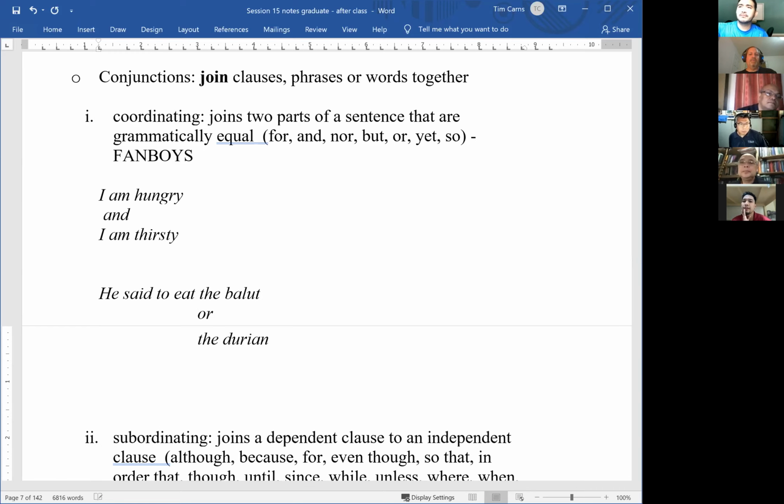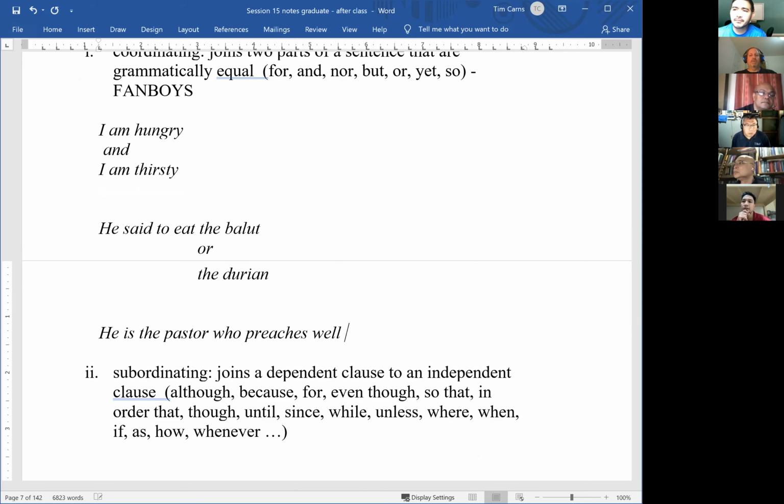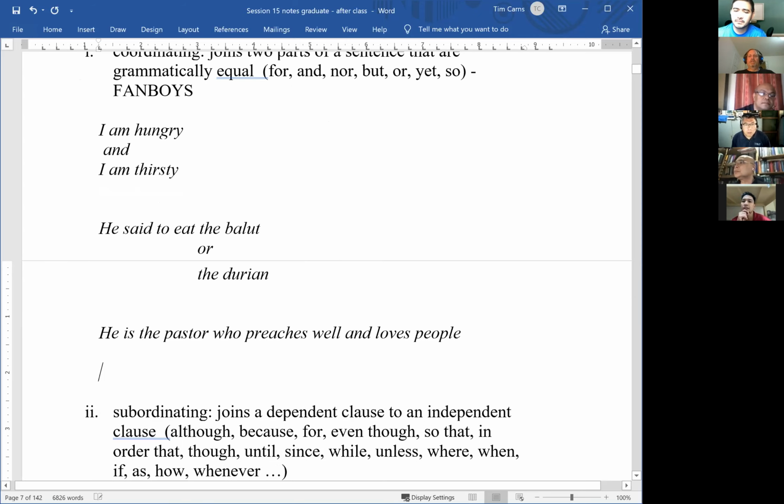Another example might be, what would be another dependent clause? Let's do that. He is the pastor who preaches well and loves people. Okay, what do I have here? What's the independent clause? He is the pastor, right? That's the main subject verb.